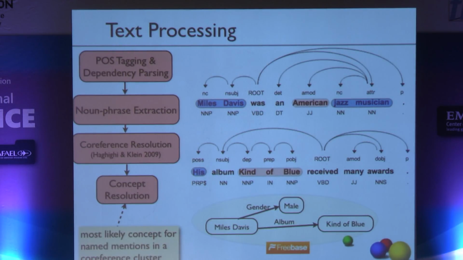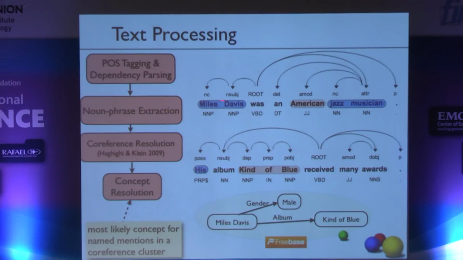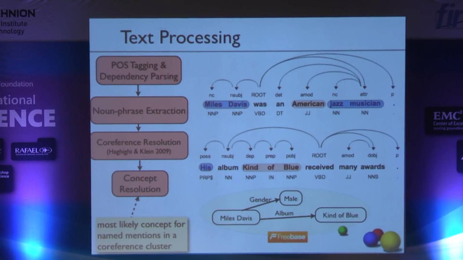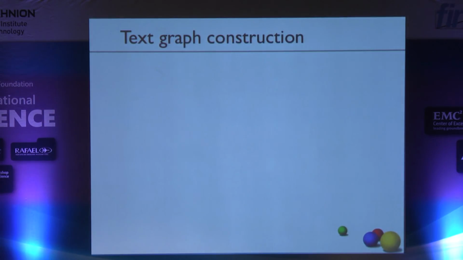And we do this concept resolution to the Freebase. We do a very simple thing. We just pick the most likely concept for named mentions in each coreference cluster. So for instance, jazz musician and Miles Davis here, we just picked the most common interpretation of Miles Davis, which was the jazz trumpet player. And then in Freebase, you have some information about that particular individual. So we go to do the linkages we described, and we have an example here.